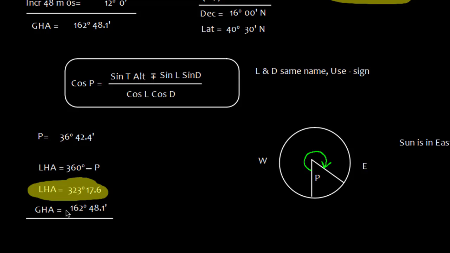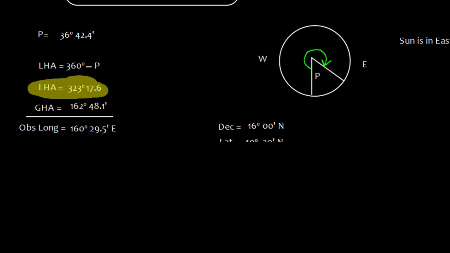Now the value of GHA we have already obtained, which is 162 degree 48.1. So the difference, GHA least, longitude east. So we need to subtract, and then we find this longitude and we call it observed longitude, and this is 160 degree 29.5 minute.